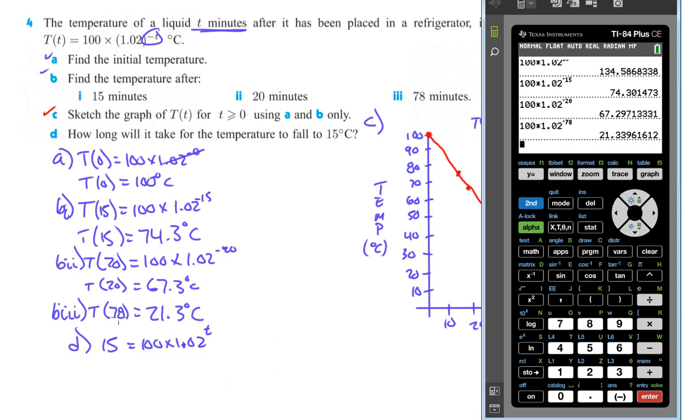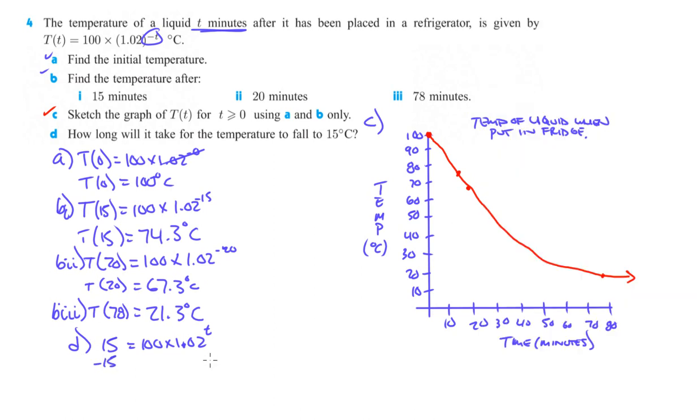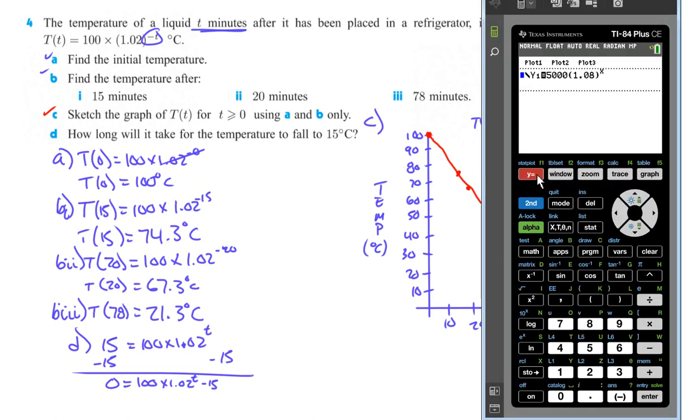Okay, so here's what I'm going to do. Since this is going to be off my window already, I'm just going to subtract this 15 over. So I'll put 0 equals 100 times 1.02 to the t minus 15. Okay, so y equals, I'm going to clear that out, and we've got 100 times 1.02 to the t, which is always going to show up as x in your graphing calculator, minus 15.